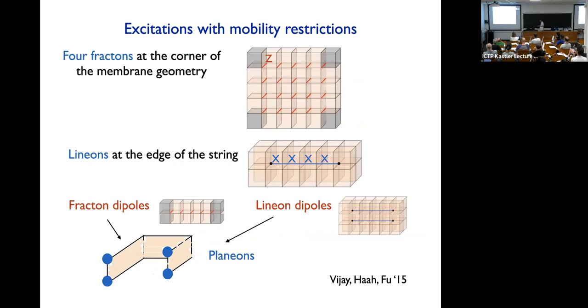You can also create an excitation by applying a sigma X operator along some direction. Then again, you always create a string-like excitation like this. So it's very hard to create just a single excitation that would move freely in free space. If you make a dipole operator like that, then it turns out you can actually turn the corners. This guy can only go in one direction.